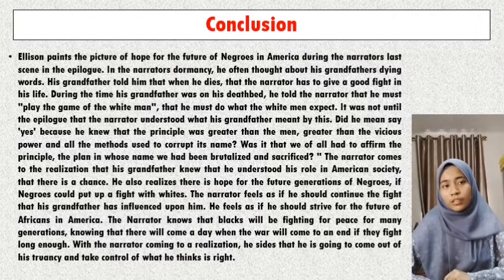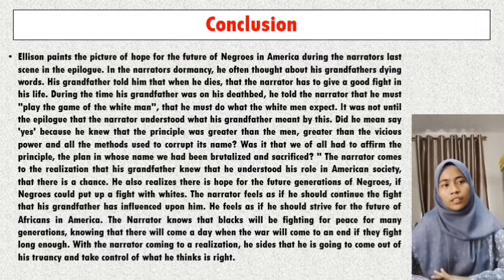Did he mean to say yes because he knew that the principle was greater than the man, greater than vicious power and all the methods used to corrupt his name? What is that bit of hope to affirm the principle, whose name may have been brutalized and sacrificed? The narrator comes to the realization that his grandfather knew, that he understood his role in American society, that there is a change.